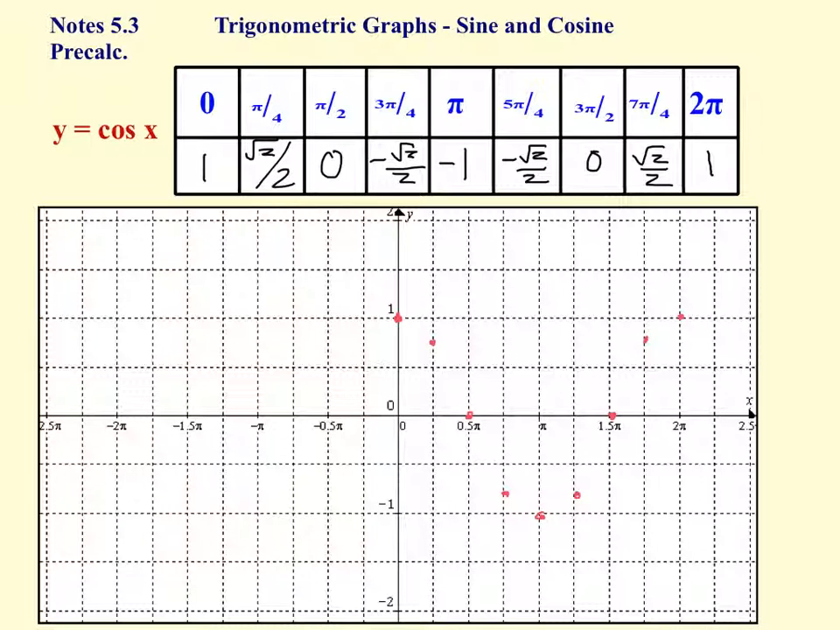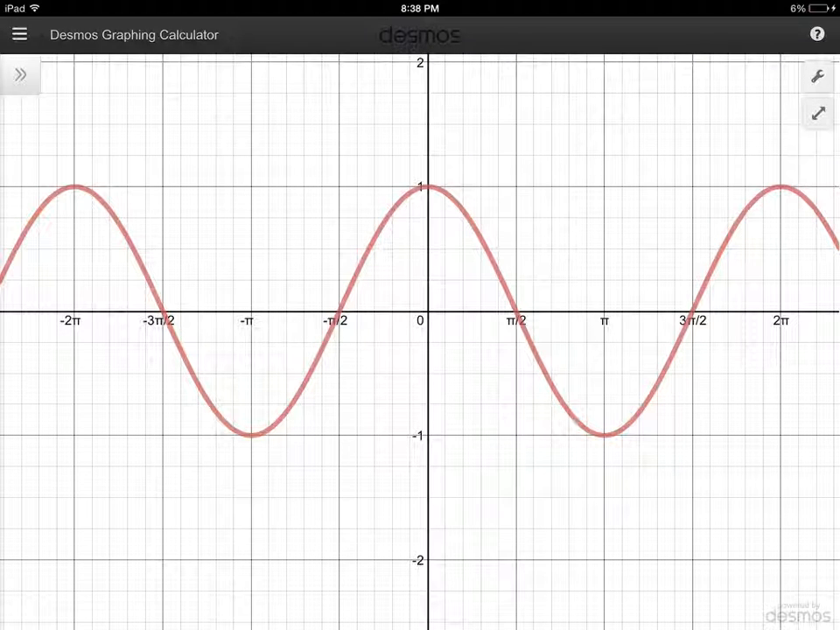And so our function, this graph, is going to look like this sort of wave pattern. And if we were to continue that pattern, the graph of cosine of x has this wave-like pattern.